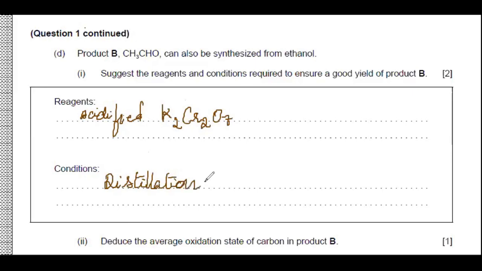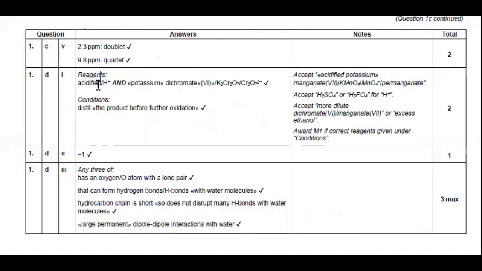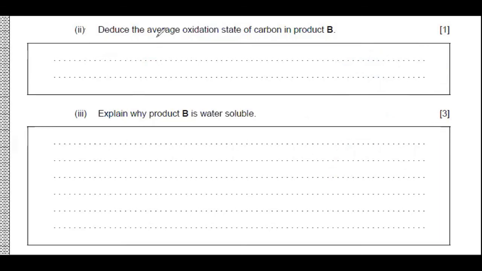So now let's check the answer key. So here we have it. The reagent is potassium dichromate under acidified condition. Both are compulsory. We have to write acidified potassium dichromate because the product formed will not be further oxidized. The next question, deduce the average oxidation state of carbon in compound B.